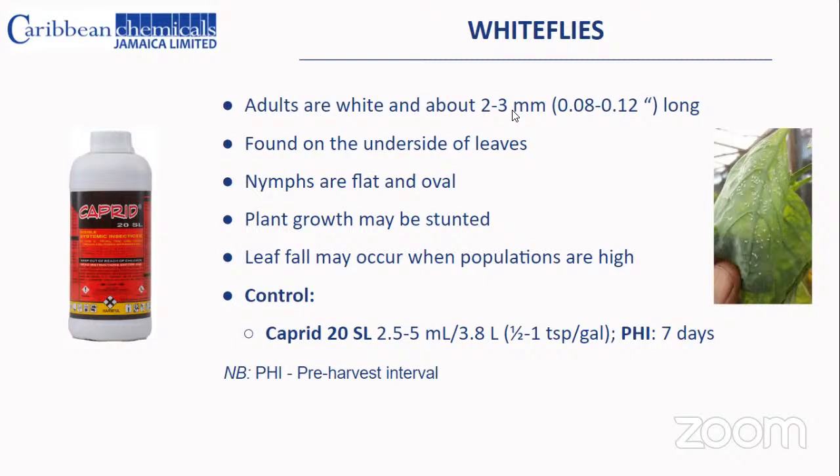The aim is not to zero the field to see no living thing or any living thing. It's to reduce the pest pressure below what we call economic threshold. We don't want the pest or the presence of that pest to be causing any economic loss to our crop or produce. So that is the aim.